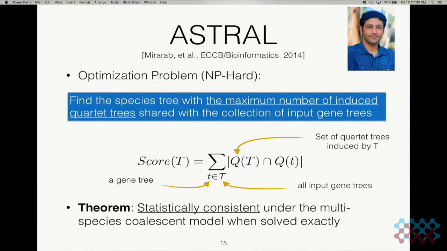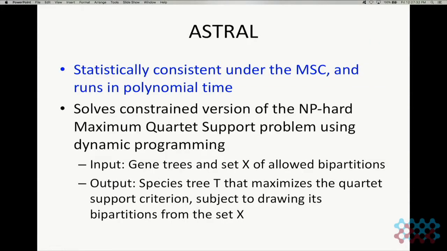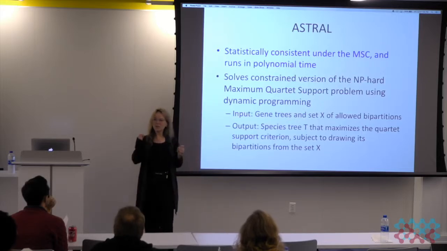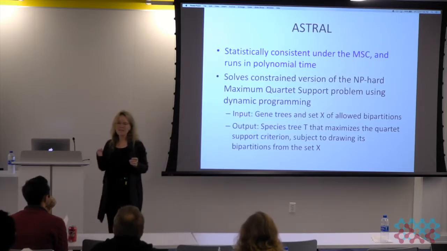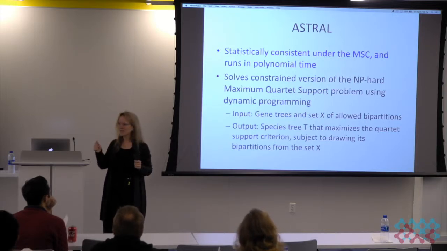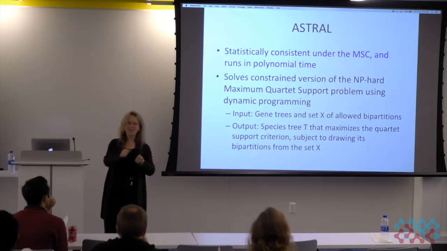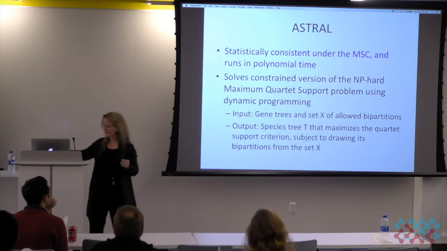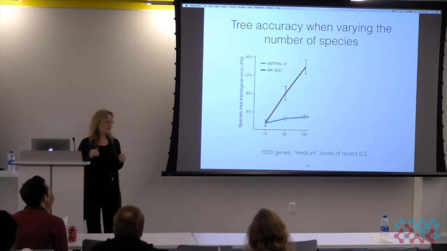So what ASTRAL does is it constrains the search space. It constrains the search space using the input, and you can prove that it's statistically consistent in its technique. So it will converge to the true species tree as the number of genes goes to infinity. But 2 things, remember? The sequence length per gene has to go to infinity. The number of genes has to go to infinity. Statistically consistent. Okay, it's also highly accurate.